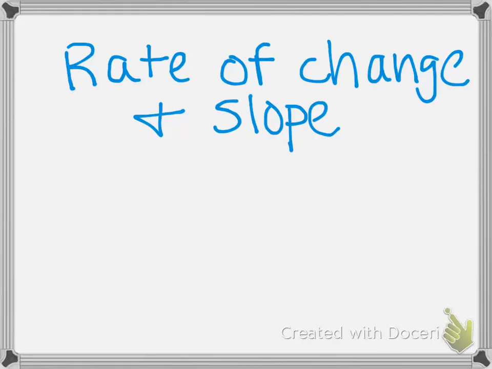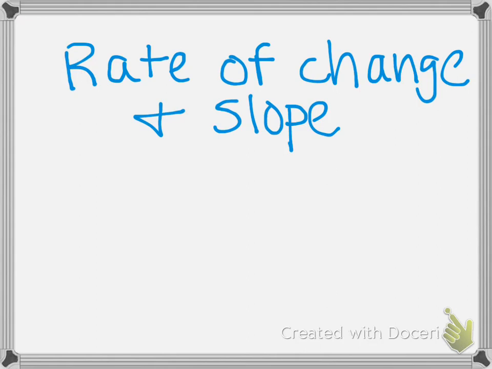In this section, we're going to talk about rate of change and slope. Now, the definitions for rate of change and slope are just slightly different. A rate of change is a rate that describes how one quantity changes in relation to another quantity. Now, slope is the ratio of the rise, or the vertical change, to the run, or the horizontal change.